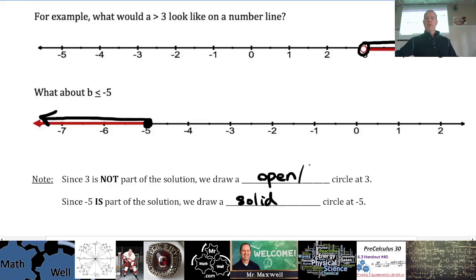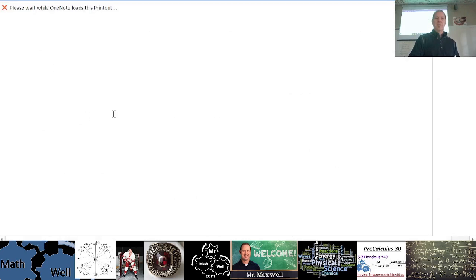If you don't like open, you could write hollow. That's another good way to describe it. An open or a hollow circle, empty circle, and then solid. Any questions? All right, you guys are doing good. Let's keep going.